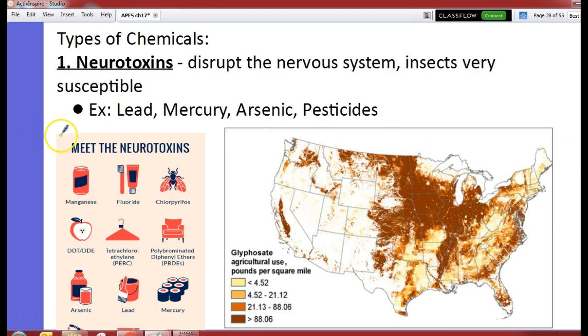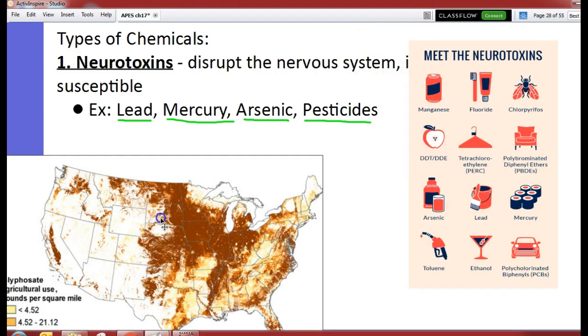What are some other neurotoxins? Lead. We talked about lead being in gasoline or in pipes. Mercury, that's what was in the thermometers back in the day. This is from burning fossil fuels, also from fish. Arsenic, that's the one we talked about in groundwater, and it can be hazardous and can actually kill you. And then pesticides.